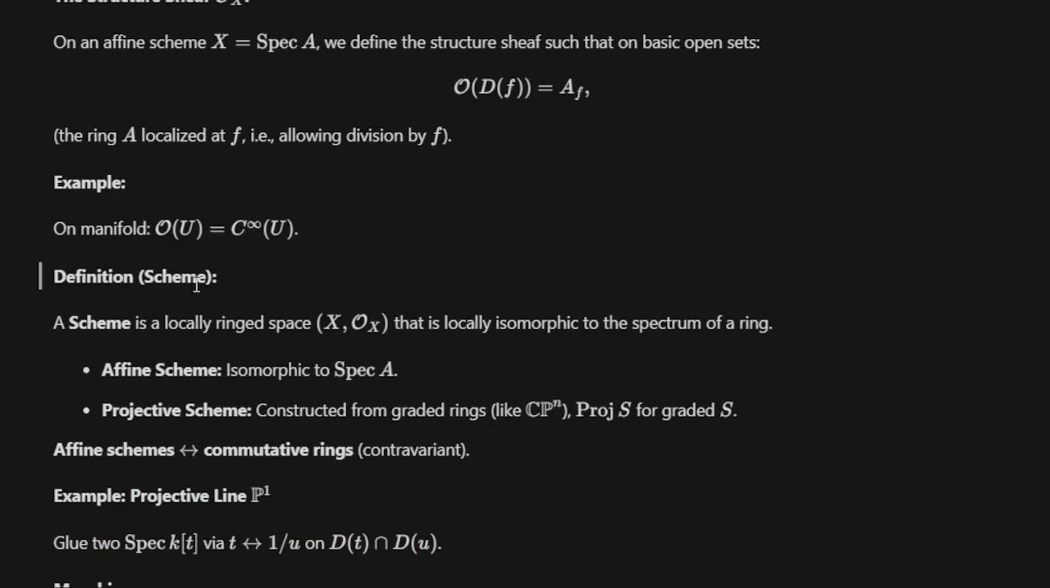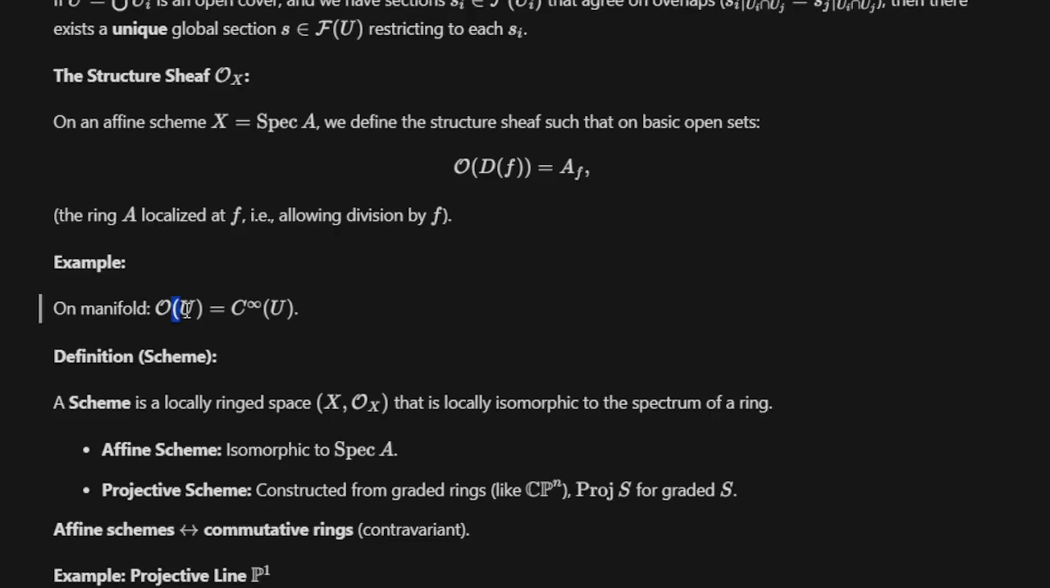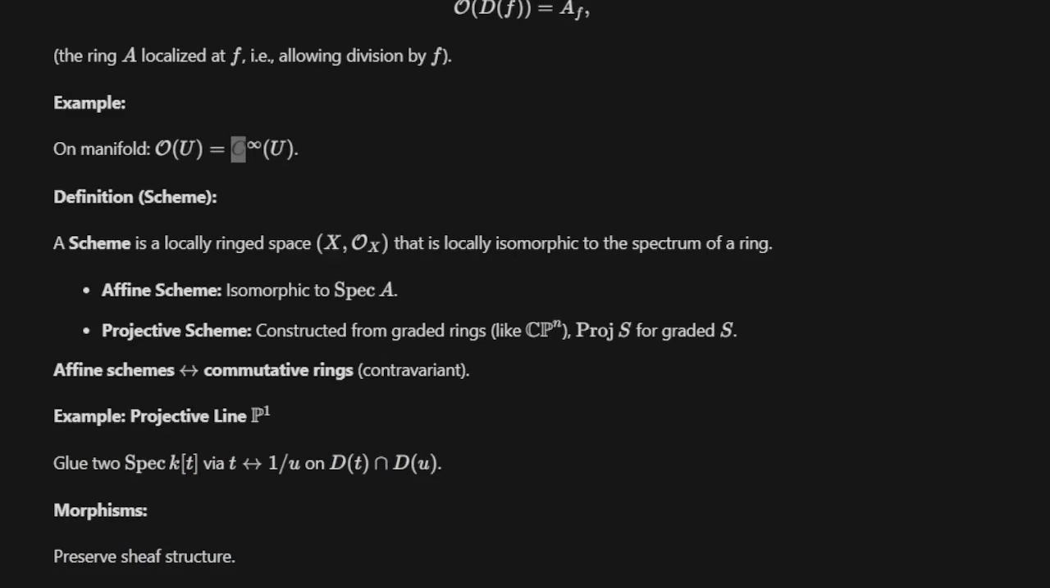Now, if we look at a manifold and we want the structure sheaf of U, which is an open set of the topology, to be continuously and infinitely differentiable. Okay? We can look at this and define something called a scheme. And the scheme is a locally ringed space that is locally isomorphic to the spectrum of a ring. An affine scheme is said to be isomorphic to the spectrum of A, and a projective scheme is constructed from graded rings, like the complex projective space, or the projection of a graded set.